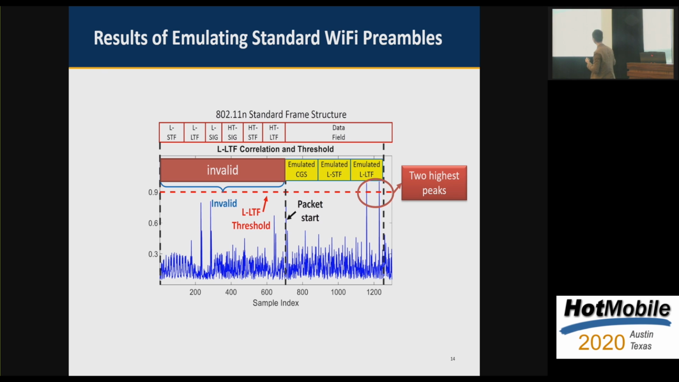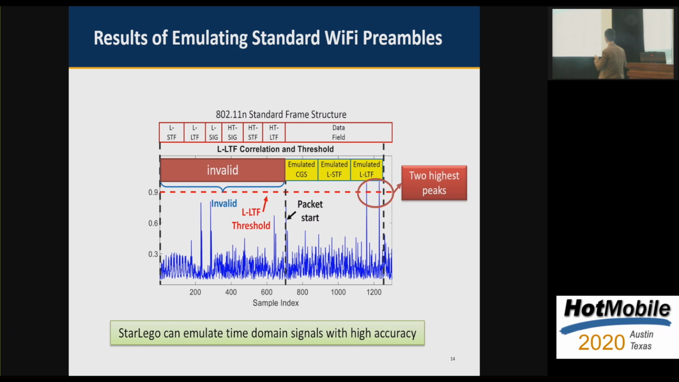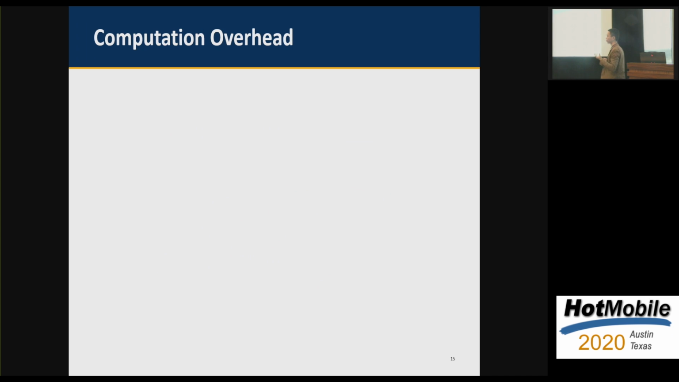So right here, as you can see, because of the existence of the shift, the previous standard preamble is becoming valid, and the Wi-Fi could be detecting the packet start before the CGS. So these two results basically show that StarLego can emulate the time domain signal with relatively high accuracy. So right here, we have shown our preliminary result. This is what we have.